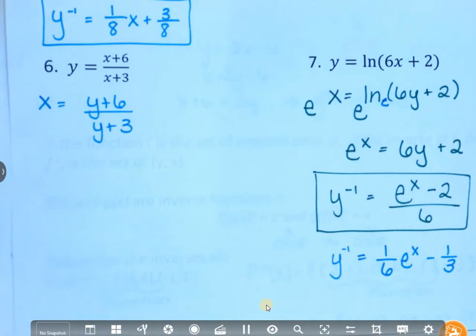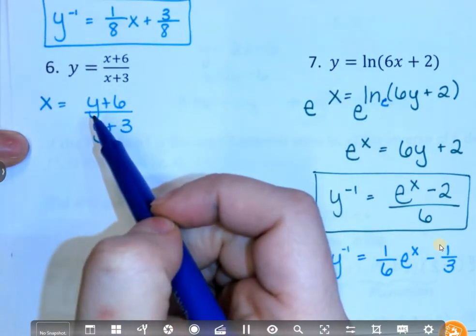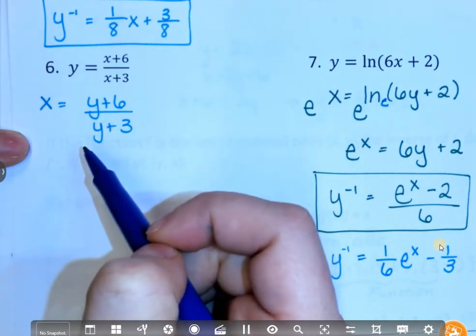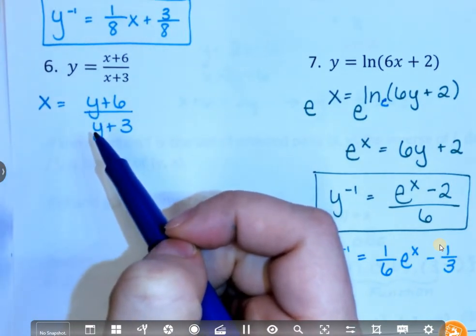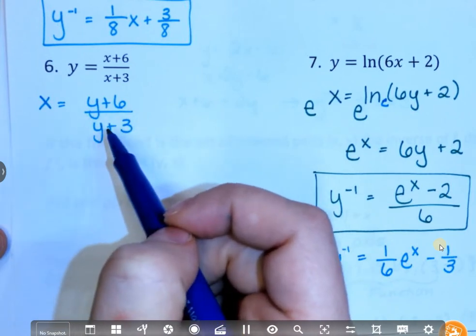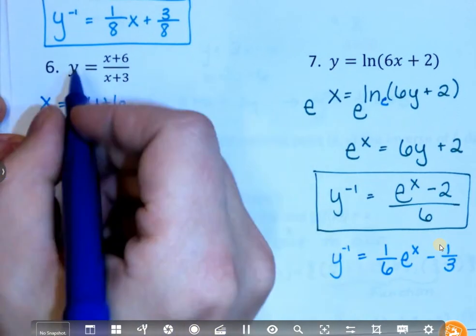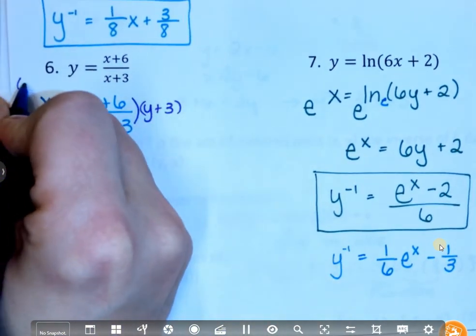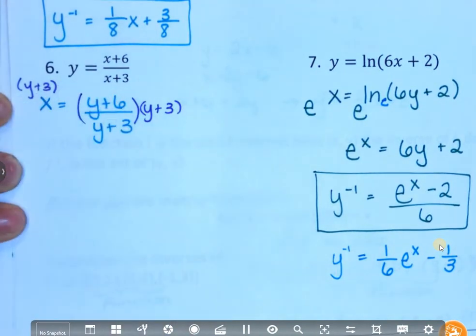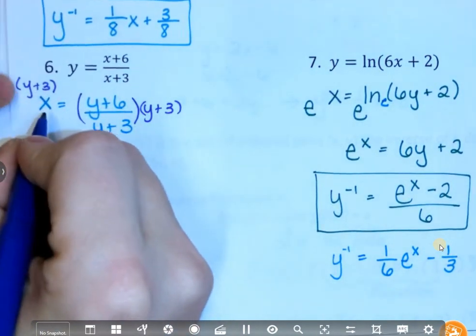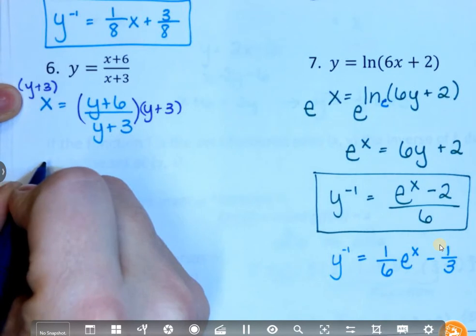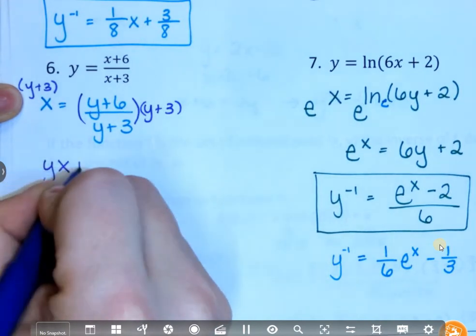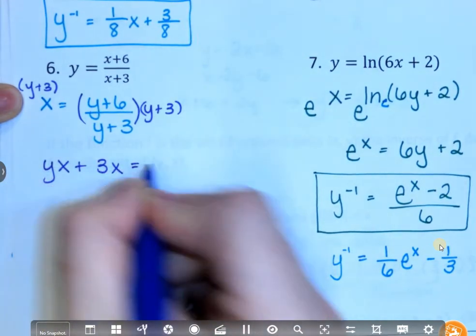There's a couple problems that this brings with it. My first issue is I have 2 y's. My second issue, one of those y's is in the denominator. So let's start by getting the y out of the denominator. Okay? So to do that, I'm going to multiply both sides by the y plus 3. That means when I distribute, what will I have on the left? And on the right?